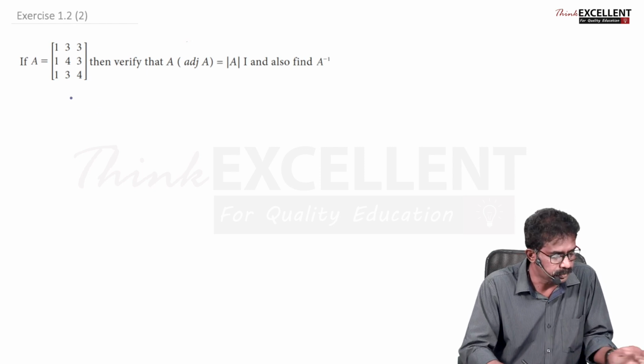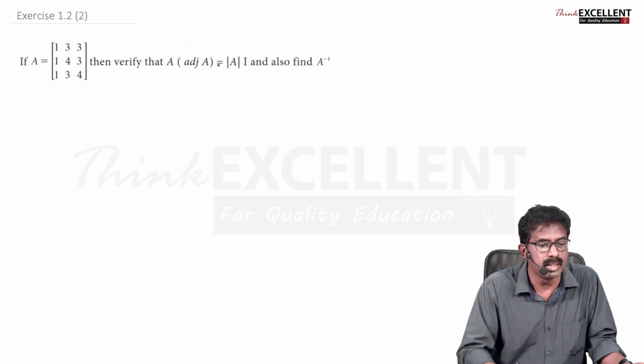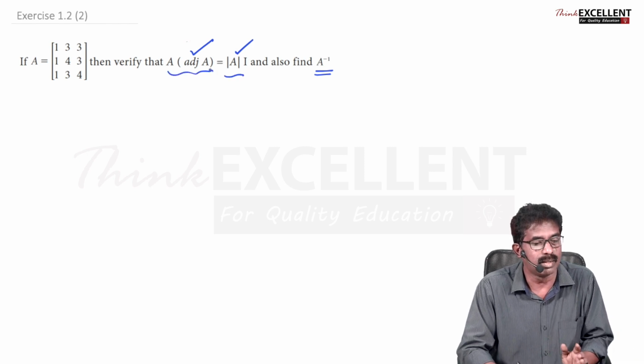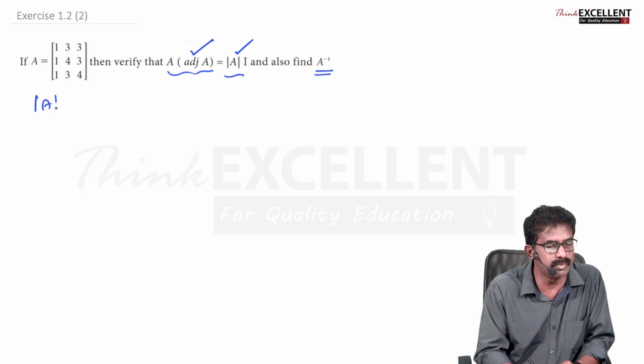Look at this question. A equals 1 3 3, 1 4 3, 1 3 4. Verify A into adjoint A equals determinant A into I. Also find A inverse. To find A inverse, anyhow we need determinant A and adjoint A, and here one multiplication also you have to do. They'll ask this as a 5-mark question. So first you find determinant A. It's a revision for you.